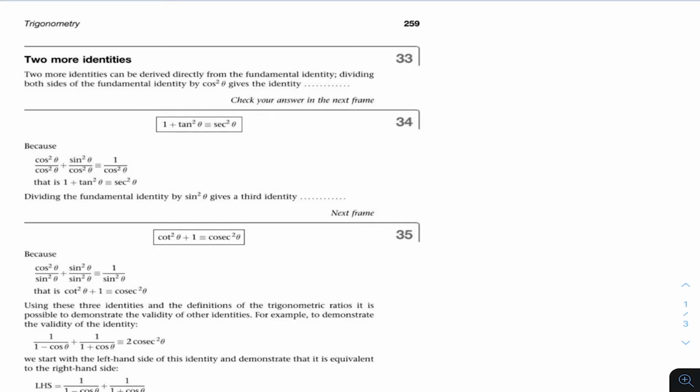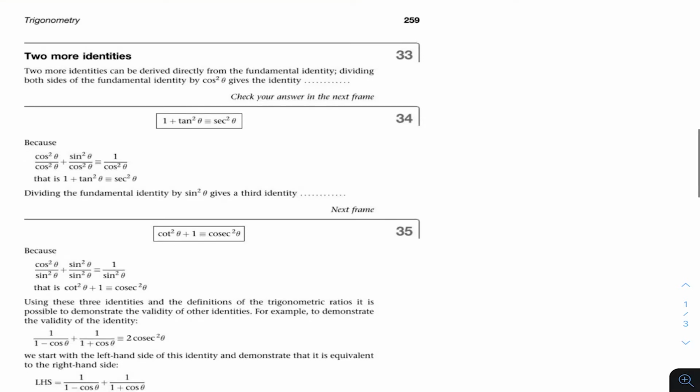So let's start reading. 2 more identities can be derived directly from the fundamental identity. Dividing both sides of the fundamental identity by cosine squared gives the identity 1 plus tan squared equals secant squared. Like I mentioned, the thing to remember here is the first fundamental identity, which is cosine squared plus sine squared is equal to 1, right? And what we're saying here is that if we divide the whole thing by cosine squared, then that will give us a new fundamental identity.